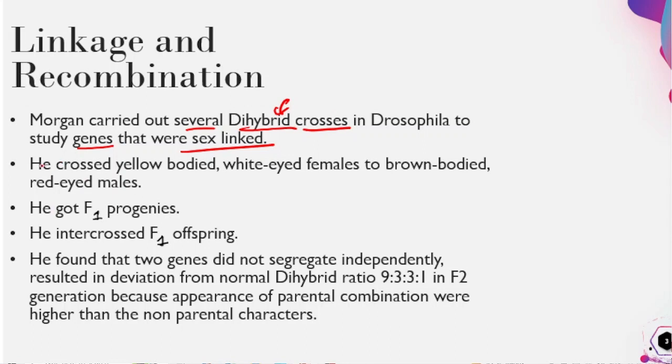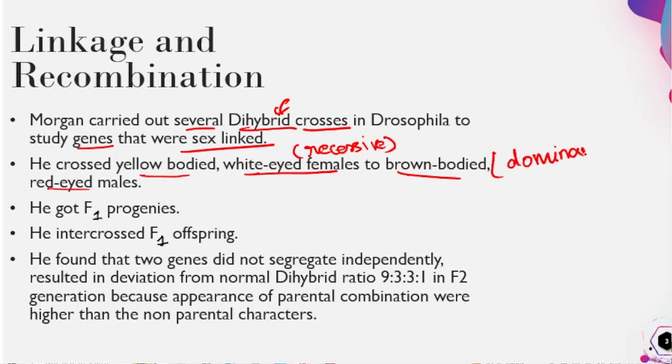First he took the yellow bodied and white eyed females. The yellow body and white eyes here are recessive characters, and he took brown bodied, red eyed males, which are dominant characters here.